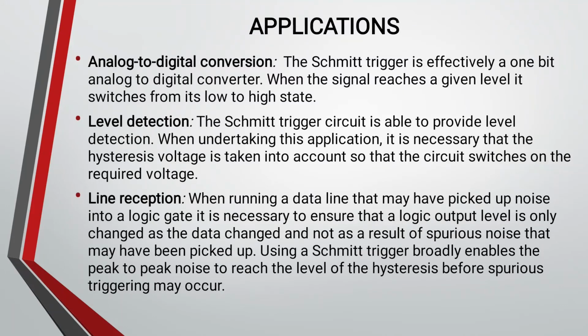Applications: analog to digital conversion, level detection, line reception. Analog to digital conversion. A Schmitt trigger is effectively a one-bit analog to digital converter. When the signal reaches a given level, it switches from low to high state.